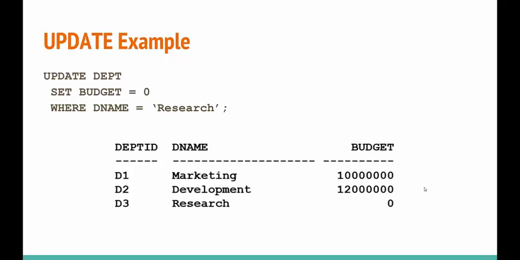Here's an example of an update. Here we're updating the department table, and we're setting the budget to be 0 everywhere where the department name is research. So in this case, it updates one record to have a budget of 0.